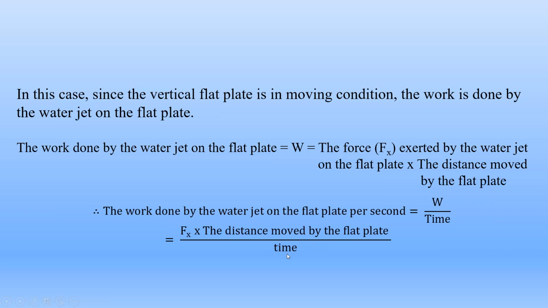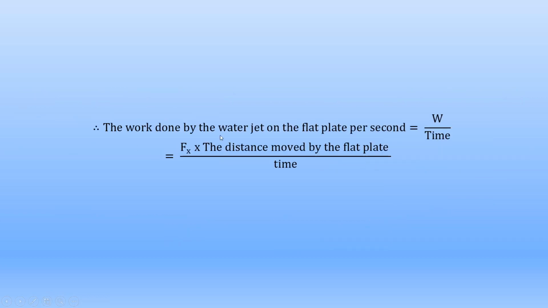That is the definition of velocity. Velocity of moving body is equal to displacement by time or the distance by time. So on the right hand side, the distance moved by the flat plate divided by time, this ratio is the absolute velocity of the flat plate, that is indicated as U. So the work done by water jet on the flat plate per second is equal to Fx into the distance moved by the flat plate divided by time.